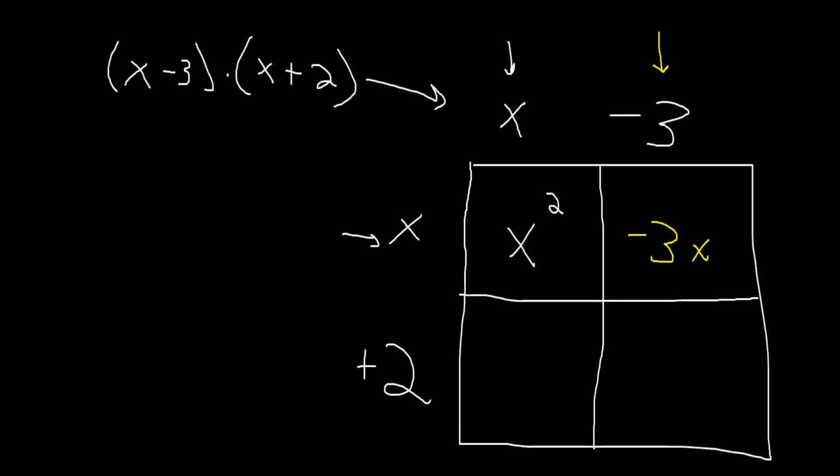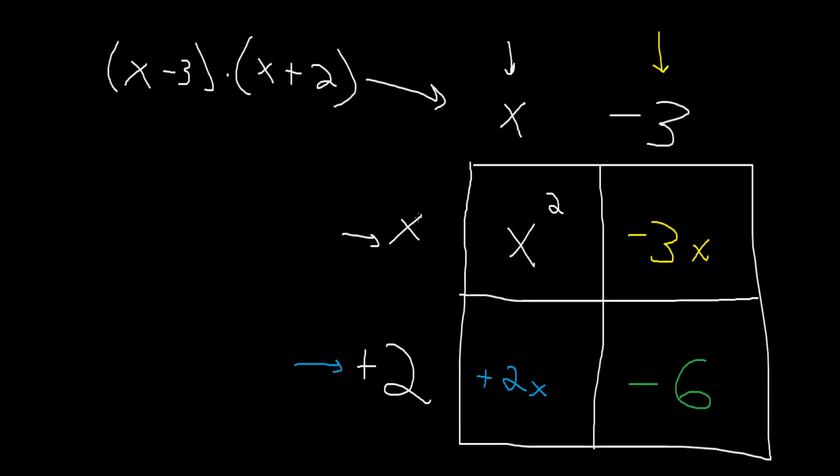Excellent. So, and then, of course, if I want to do the one right here, I need to do the positive 2 times the x. So that's going to give me a plus 2x. And then last but not least, if I want to get this last box over here, I got to do negative 3 times positive 2. So 3 times 2 is 6. And then positive times negative is going to be a negative number.